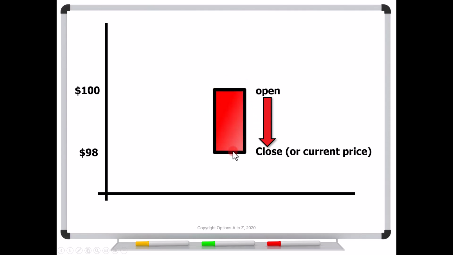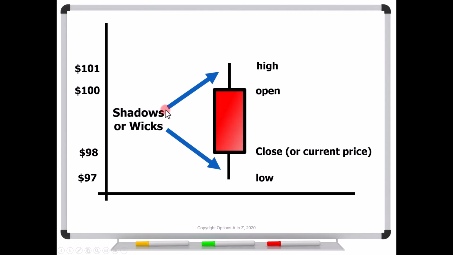We create this body around it and we shade the candle according to the closing price relative to the open. Now let's say that we have a high trade up here at 101. We create a line that traces up to the highest trade at 101. We do the same thing for the low. Let's say we have a low of 97. We create this lower line that points down to the low. These lines that I drew, the high and low, are actually called shadows. Today you'll hear a lot of people call them wicks, which certainly makes a lot more sense, but they're technically called shadows. This red area is called the body or the stick, just the stick of the candlestick.